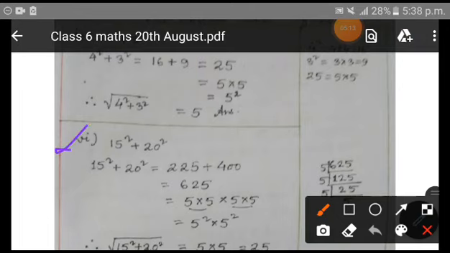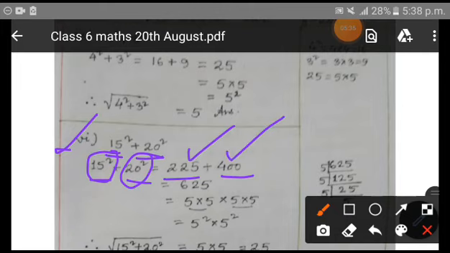Next one, 15 square plus 20 square. So you are going to find the value of 15 square. 15 square means 15 into 15, which is 225, and 20 square means 20 into 20, which is 400. Now 225 plus 400, when you add these two, you will get 625.